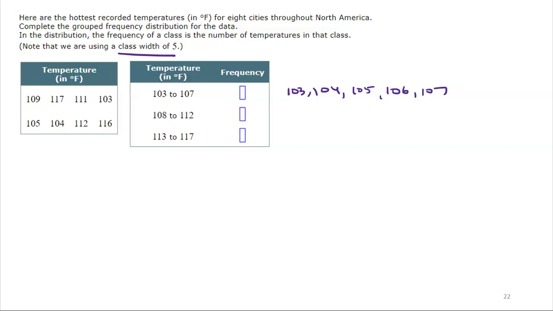Just to save us on time, we would just count how many temperatures fall into this interval. In this case, that would be 3 here. From 108 to 112, that would be 3 again. And from 113 to 117, that would be 2. You're just counting how many times those temperatures fall within those ranges. Okay, so let's go to our next slide.